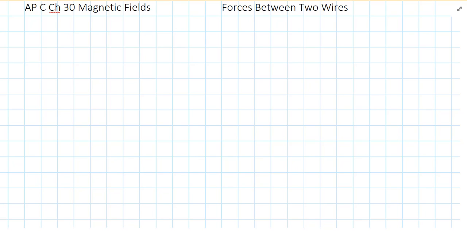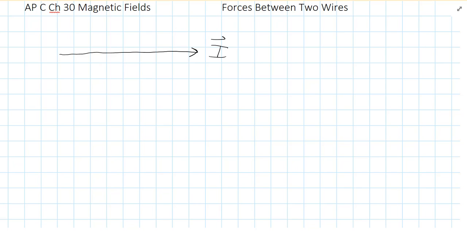Hey folks, in this video we're going to talk about magnetic forces between two wires that are carrying current. Okay, so the first example is very simple. Let's say we have an individual wire carrying a current to the right. Okay, so there's our current.